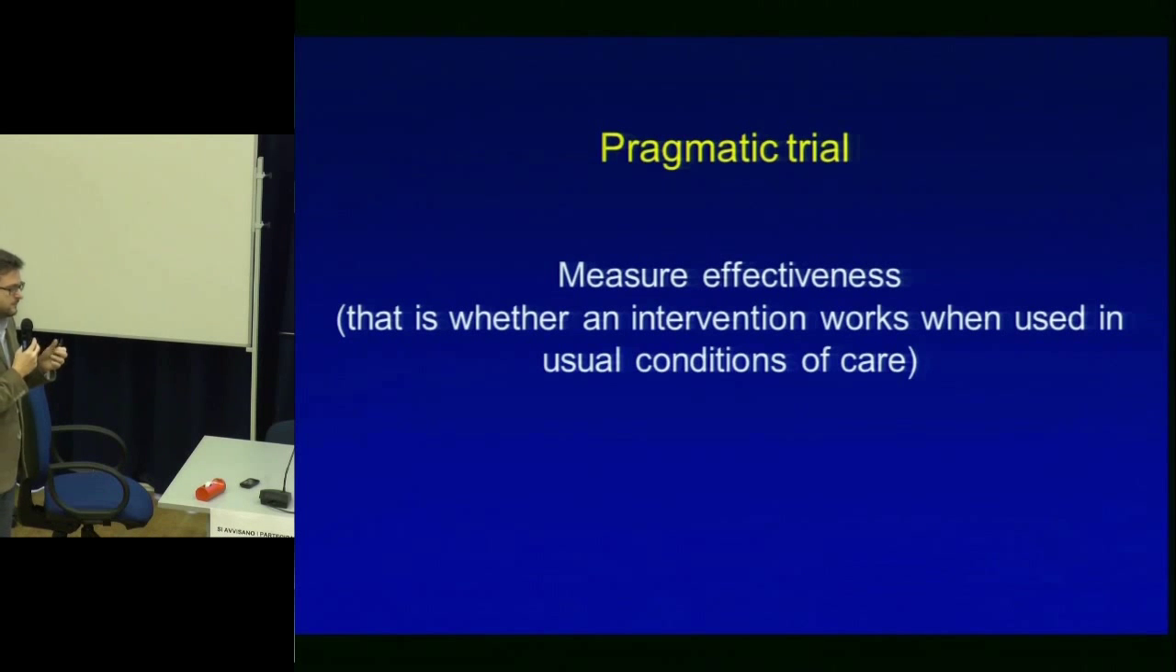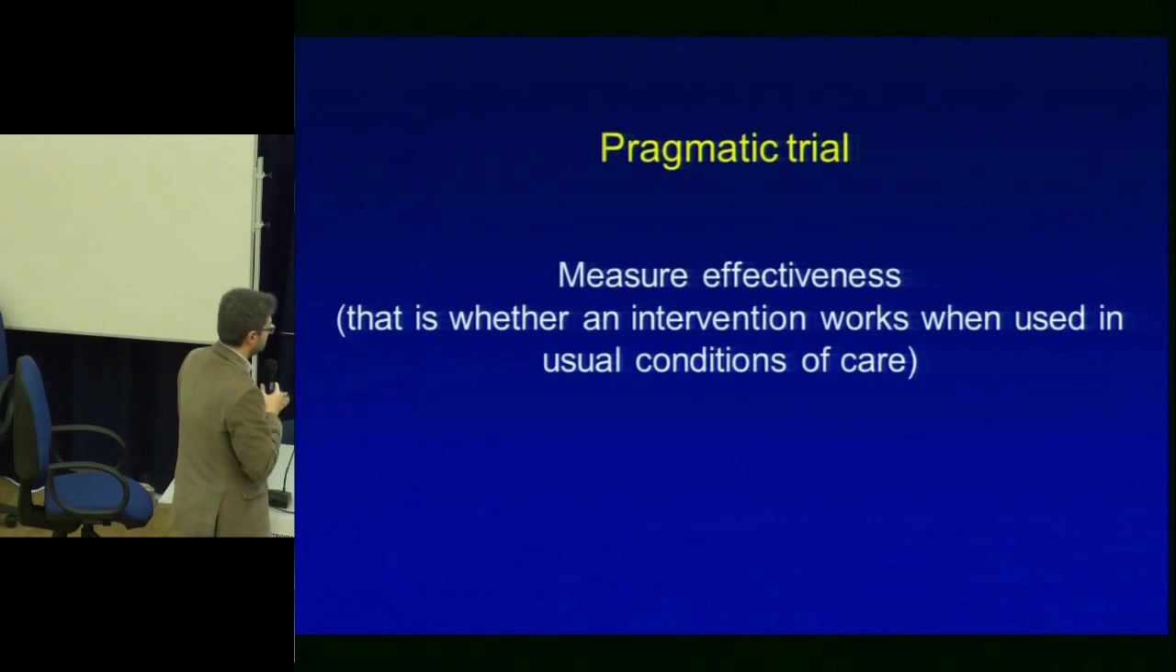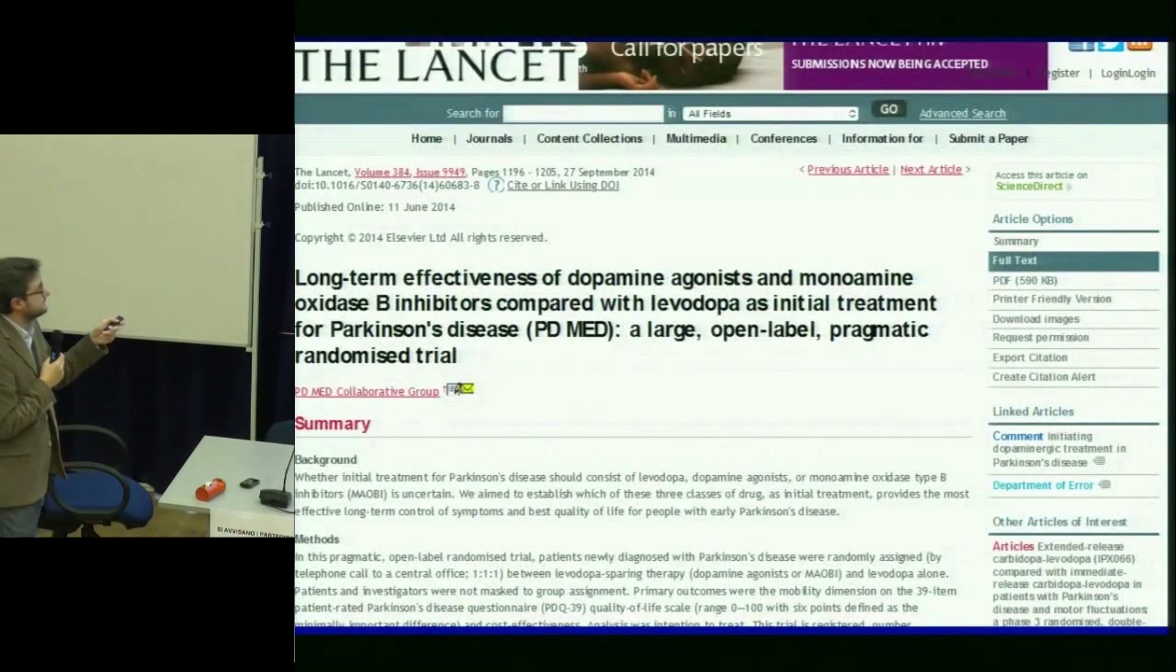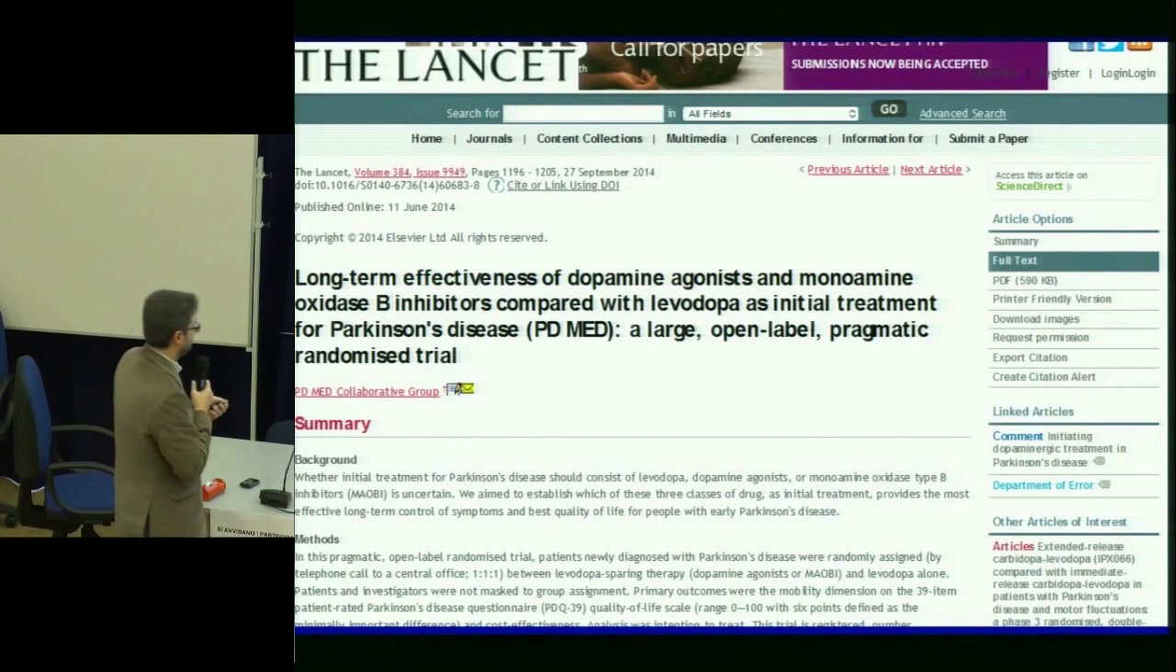So it's a slight modification of the method of the randomized controlled trial, and it tries to test in the usual condition of care whether an intervention works better. So we have to randomize patients, we have to control the outcomes, we have to have a double blind assessment, but the comparator is standard care. So the control group is not really so similar to the intervention group. That's an example: September 2014, a large open label pragmatic randomized controlled trial in The Lancet, one of the main influential journals for treating physicians.